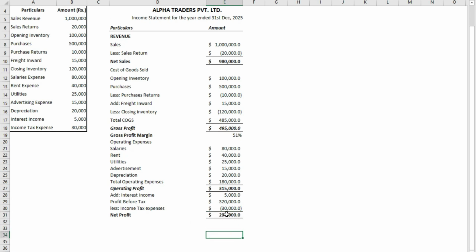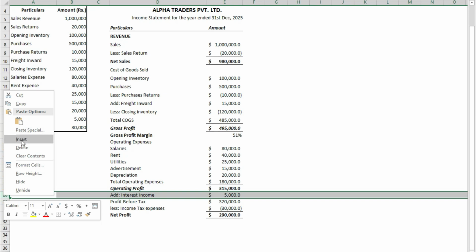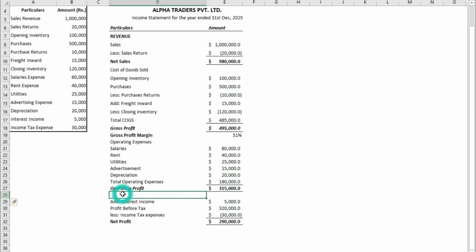We have missed adding the operating profit margin there. So just insert, we should add the operating profit margin as well. Operating profit margin is actually operating profit divided by the net sales. So it's 0.32, I mean to say 32% is our operating profit margin, which is quite good.